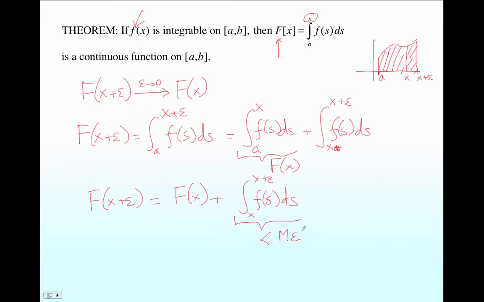Now, as epsilon goes to 0, no matter what the value of m is, as long as it is finite, in that case, f of x plus epsilon gets closer and closer to f of x, and hence we have shown that capital F is a continuous function. The important thing was that f of s has to be bounded, and if it is bounded, then certainly you can integrate the function small f in the interval a to b.